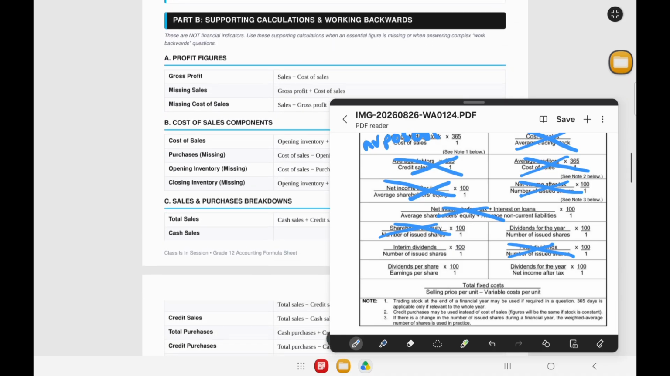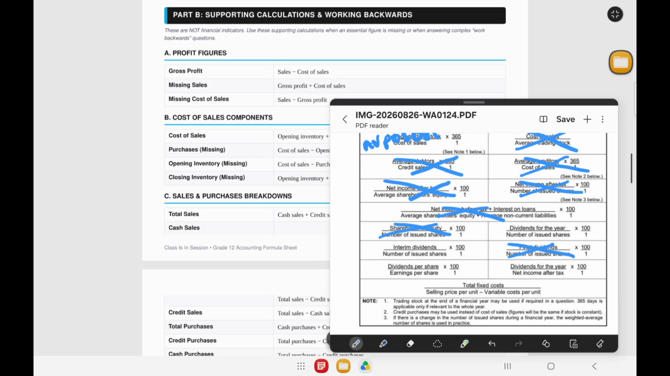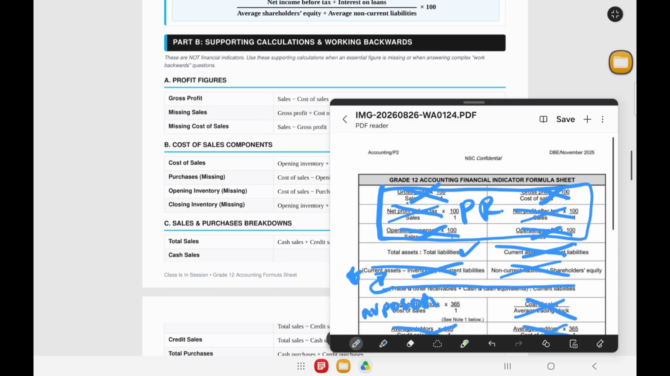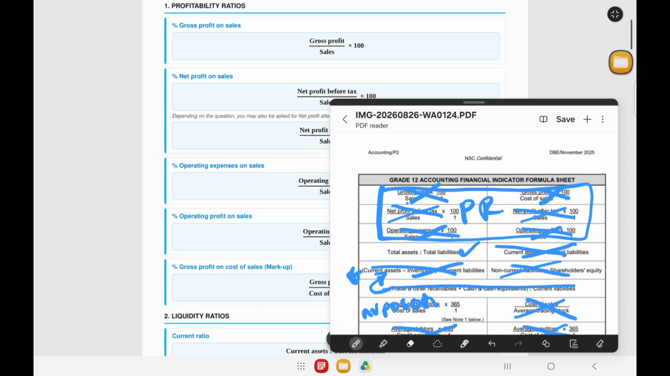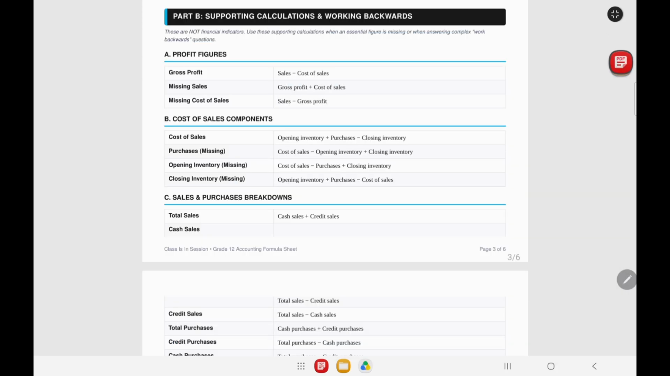We now have to look at supporting calculations. For example, let's look at gross profit on sales, the percentage. If you don't have gross profit, you have to know that gross profit is sales minus cost of sales. Now let me take you guys through the document. These are the figures. Gross profit is sales minus cost of sales. Missing sales is gross profit plus cost of sales. Missing cost of sales is sales minus gross profit.